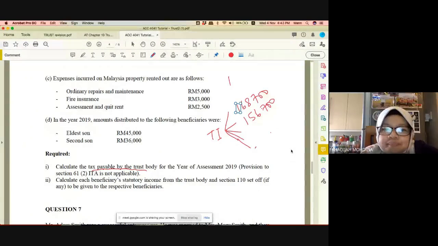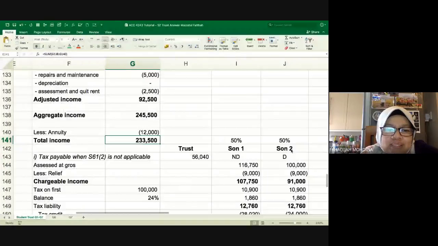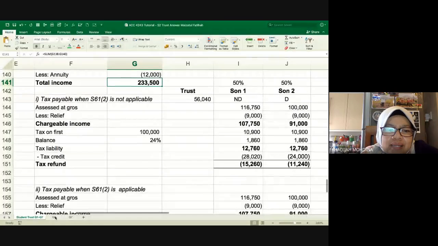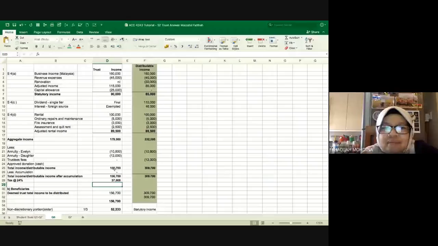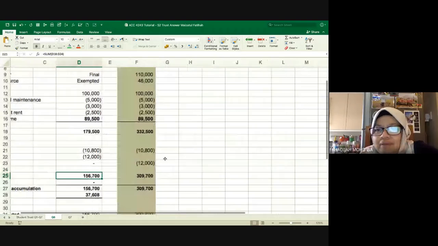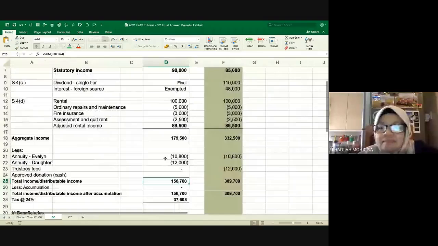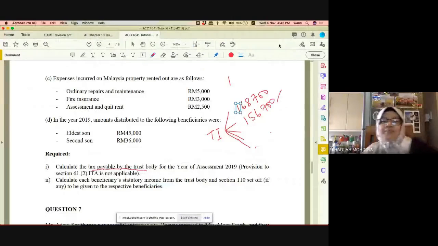Cik punya jawapan apa? Is this question number 6? I tak tahu total income. 156,700. Ada tak 156,700? Ni. Agaknya lah. I'm not sure whether that's correct or not.